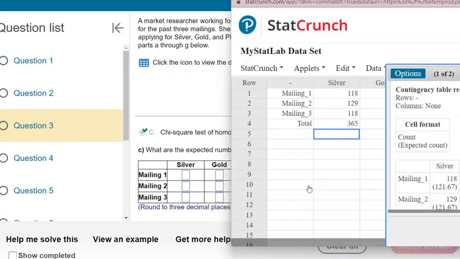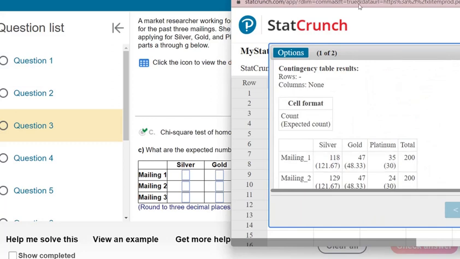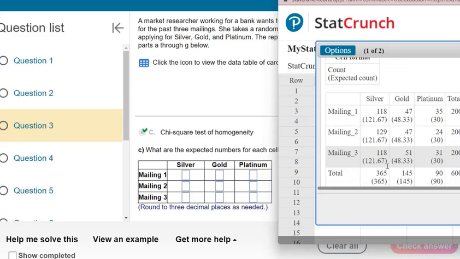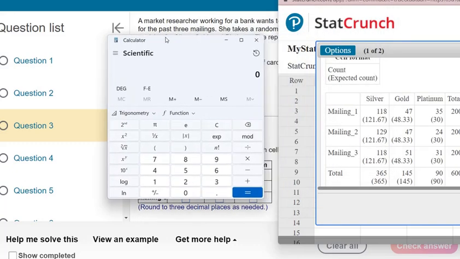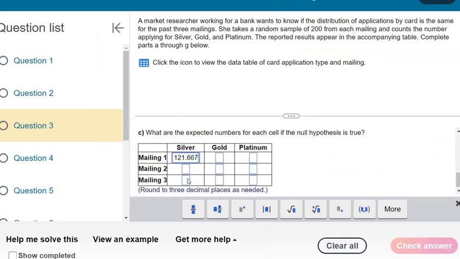Round to 3 decimal places, it says. So this might be a problem. I think maybe that's 3 decimals. No, that looks like to be 2 decimals. So if StatCrunch only gives you 2 decimals, you can get the actual expected count by taking the row total, just 200 for this top left cell, times the column total, which is 365, and then divide it by the grand total, 600. So 121.667. So StatCrunch almost got it, but we need 3 decimals.